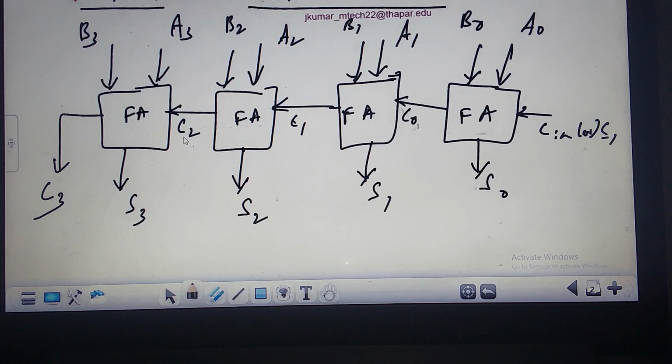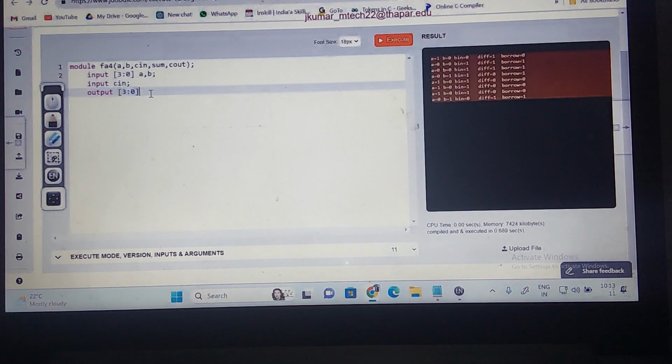These are nothing but wire data types now. C0, C1, C2, C3 are what? They are interconnections between the circuits. I can consider C0, C1, C2 as the wire data types. C3 is nothing but C out, which is not a wire data type. Correct. Now how many bits is the sum? 4 bit: S0, S1, S2, S3. Therefore I can write sum 3 down to 0.